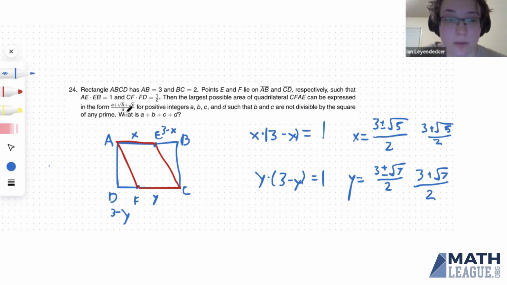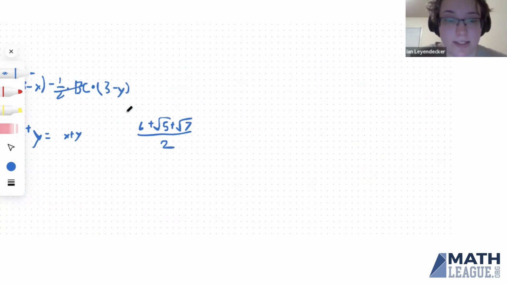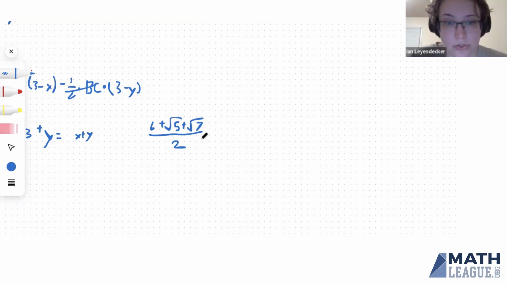And that matches the form that we were looking for. So we're looking for the sum of these four integers in this fraction that we've got, which is 6 plus 7 plus 5 plus 2, for a final answer of 20.